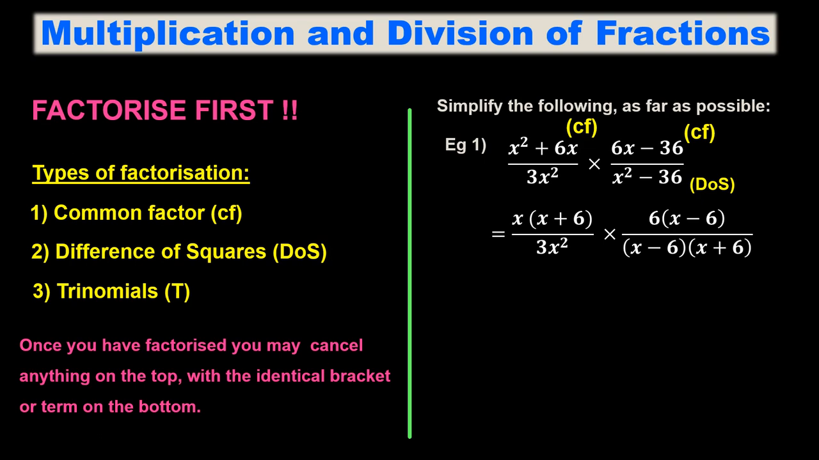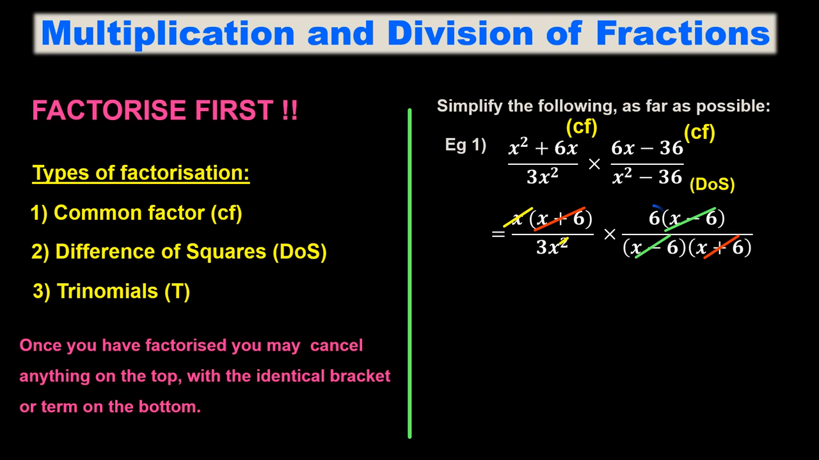And now we can cancel anything on the top with a matching item on the bottom. So we can cancel the x plus 6 with the x plus 6 on the bottom. We can cancel the x minus 6 on top with the x minus 6 on the bottom. And we can cancel the x on the top with one of the x's on the bottom, so the squared can go away. What I want you to notice is you can still read what was underneath. So please, when you are cancelling, do it very lightly so that we can still read what was underneath.